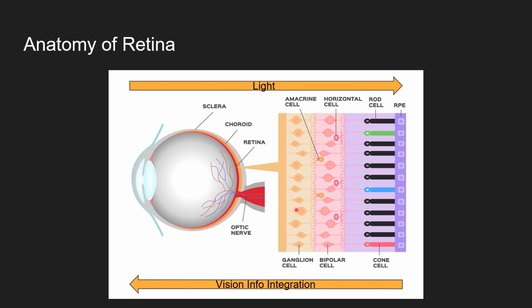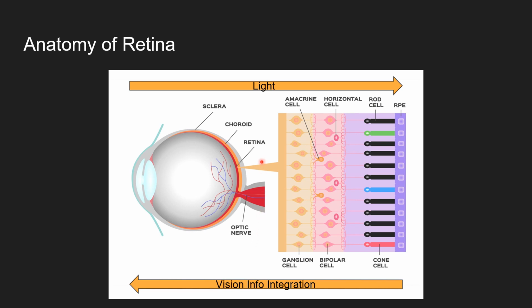So just a little bit of the different anatomy of the retina. Here you have ganglion cells, then your amacrine cells here, and then horizontal cells and bipolar cells. And then you have two types of photoreceptor cells. You have your rod cells and then your cone cells. And so rods deal with light differences and cones deal with color differences.